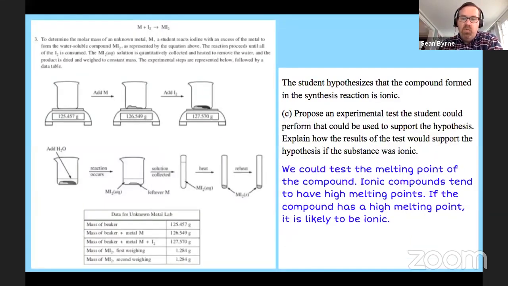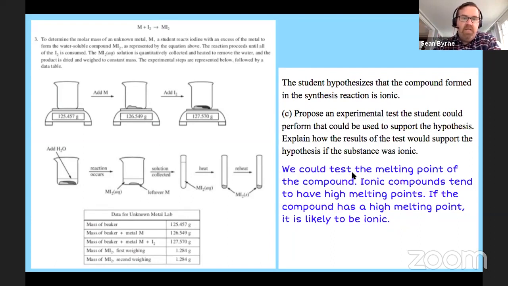The second acceptable answer was to talk about the melting point, just the relative value of the melting point. We know that ionic compounds tend to have high melting points. And so if you test the melting point of this compound and you find it to have a high melting point, it is likely to be ionic. This was an acceptable answer. Both of the solutions I've showed you here were acceptable answers in the scoring notes, as well as melting it and then testing its conductivity. So any of those three things that you wanted to say would be good to go, okay?